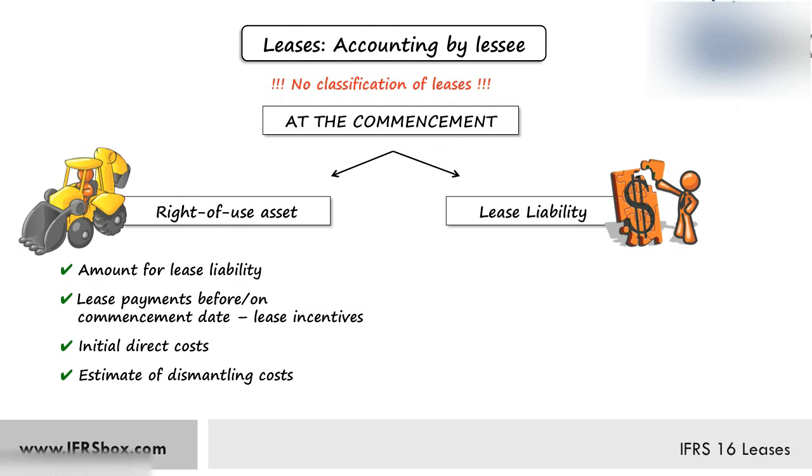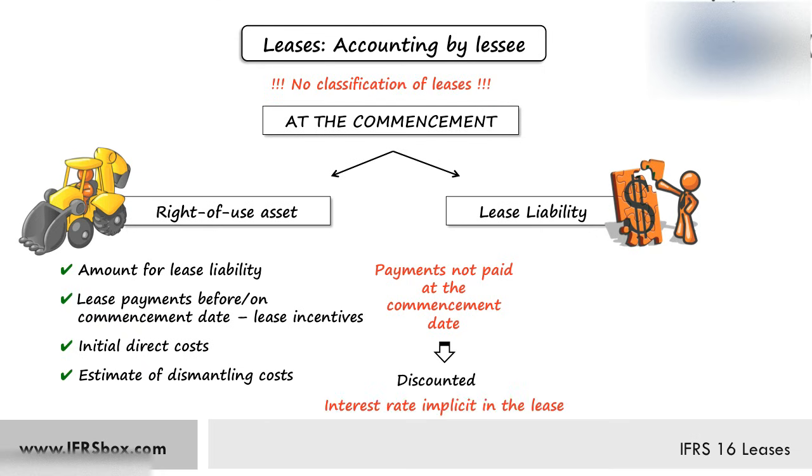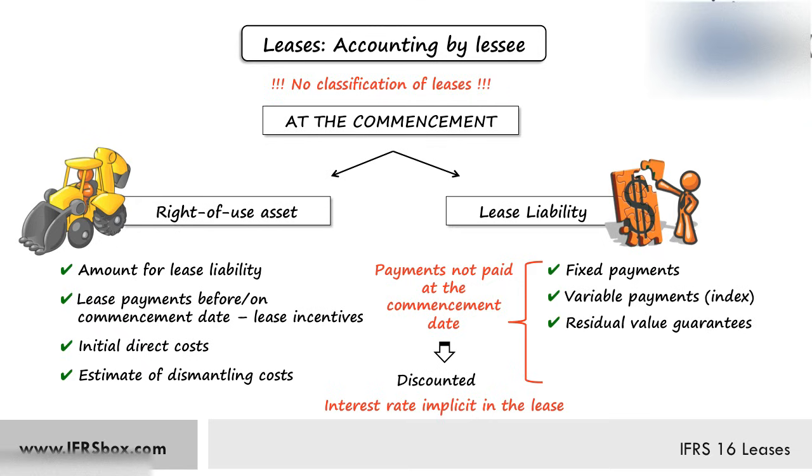The lease liability are in fact all the payments not paid at the commencement date, discounted to a present value using the interest rate implicit in the lease, or incremental borrowing rate if not possible. What comes into the payments not paid at the commencement date? Well, fixed payments, variable payments depending on some index or rate, amounts expected to be payable under residual value guarantees, the exercise price of a purchase option if lessee will exercise it, and payments for penalties for terminating the lease if lessee assumes terminating the lease early.